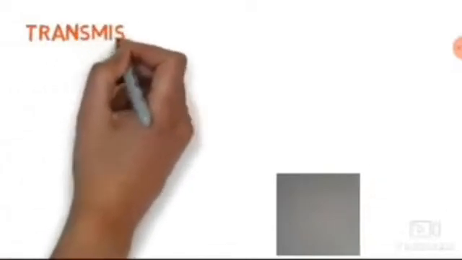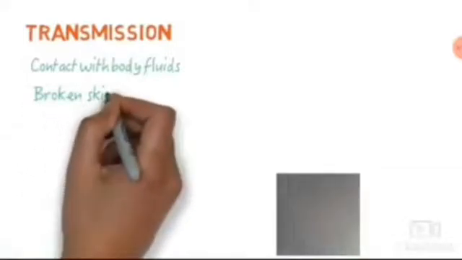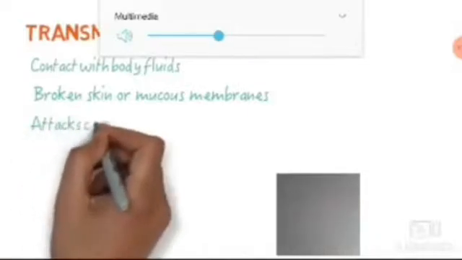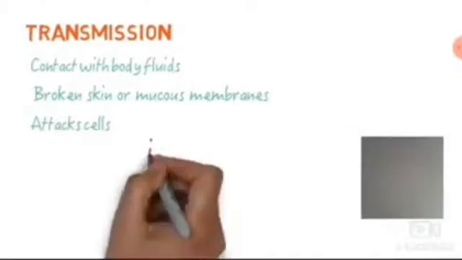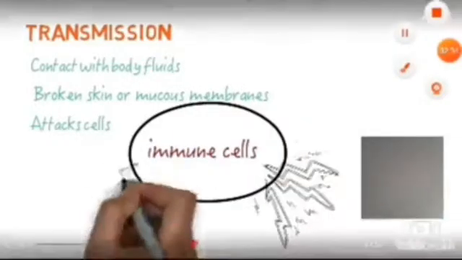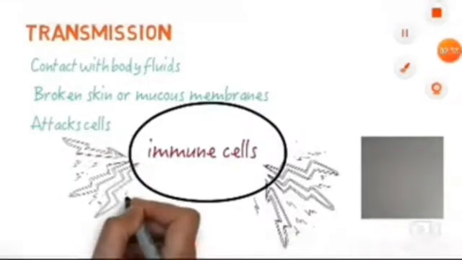Let's have a look at how the virus is passed from person to person. People catch the virus by direct contact with an infected person's body fluids. The virus can enter another person's body through broken skin or through the mucous membranes of the eyes, nose, and mouth. Once it gets into the body, it multiplies very rapidly in many different kinds of cells. It also attacks immune cells that are meant to protect the body from infections and creates havoc on the body's immune response.